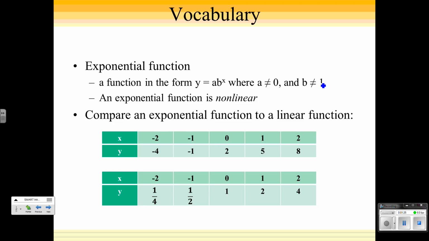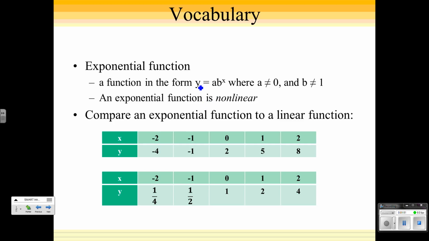And if we have b equal to 1, we end up with y equals a. So we end up with just a linear function at that point because 1 to any power is just 1. So here we have no function, and here we end up with a linear function. So if we truly want an exponential function, a cannot be 0 and b cannot be 1. And an exponential function is nonlinear.